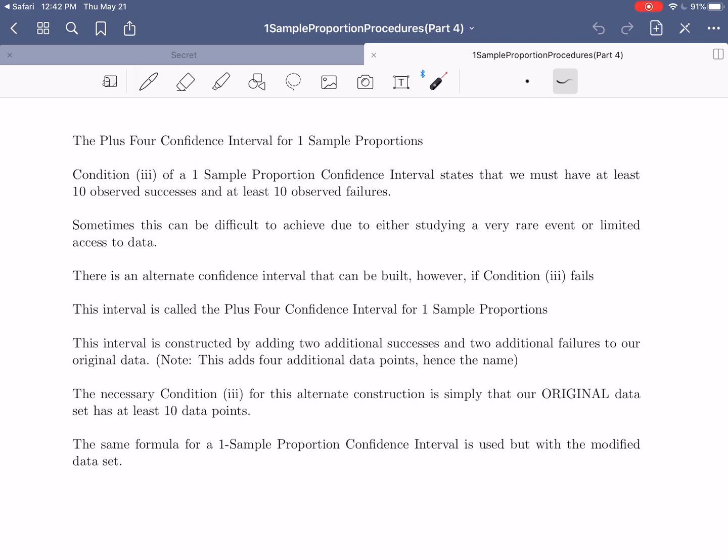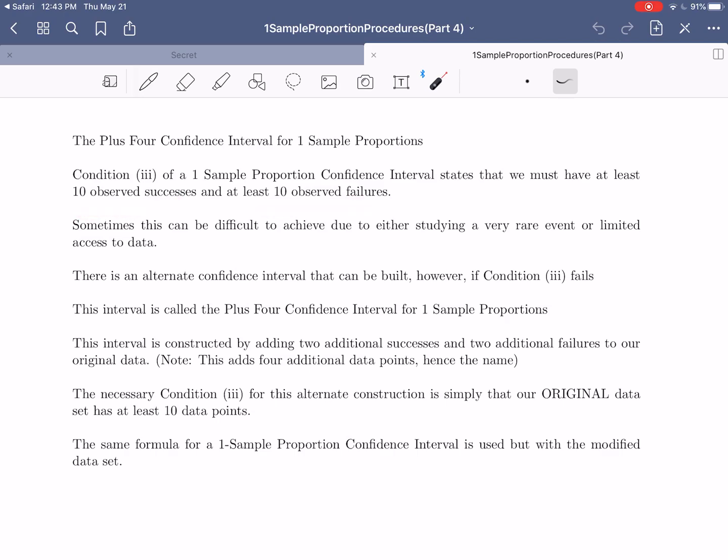Now you just have to wait for that to happen 9 more times before you'd have your 10 observed successes and your 10 observed failures. Obviously, that could take you thousands of times because it's a very rare event. So actually building our standard confidence interval might be very, very challenging. This can also happen in less extreme situations where you simply don't have access to a large amount of data. You might be studying something where it's difficult to collect not just successes or failures, but data in general, and you might not have enough to get 10 successes and 10 failures.